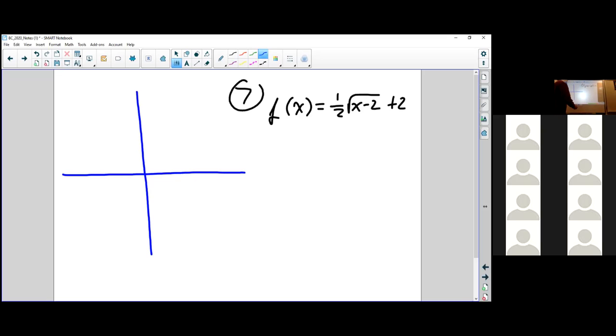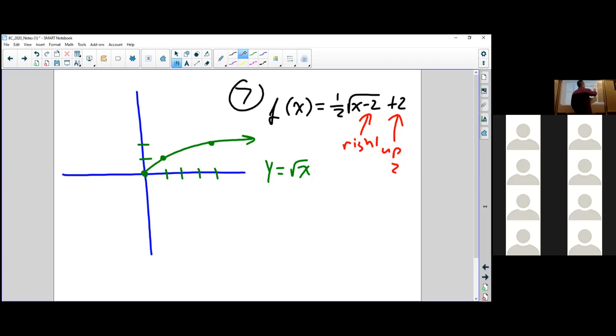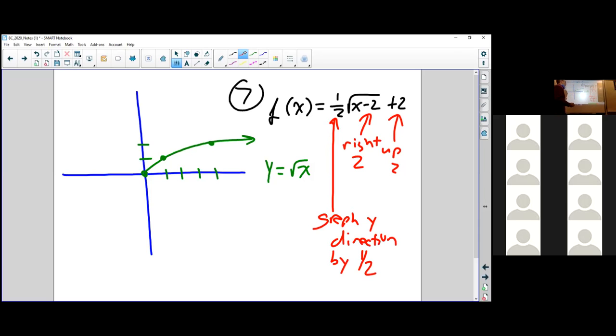All right. First thing we want to think about is what this would look like. This would basically look like this if I had graphed it. So that's what the parent function looks like. Okay. So let's take a look at a few things. This is going to go up 2. This is going to go right 2. And then this is going to make it graph in the y direction by a factor of half. Okay, so it's not going to go as tall.